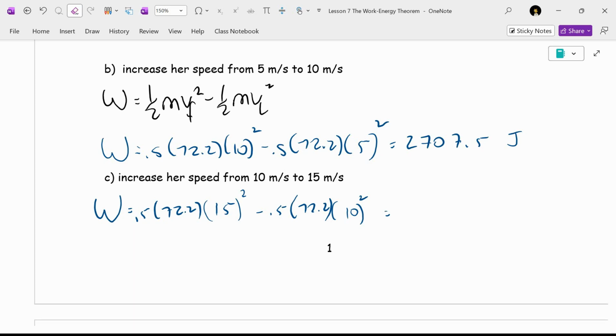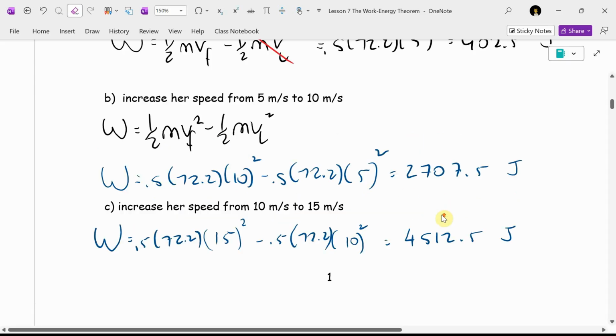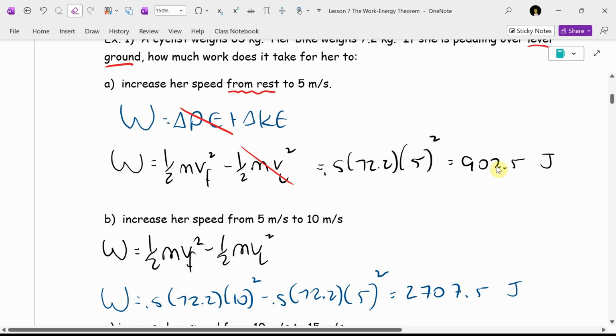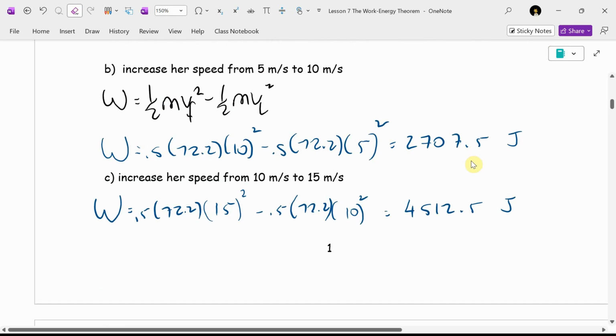Valentin, what'd you get? 4512.5 joules. And again, 15 meters per second is 3 times faster. If you want to figure out where the 3 squared, 9 comes from, if you divide this by your answer from A, you'll get 8 plus the 1 times, there's your 9.